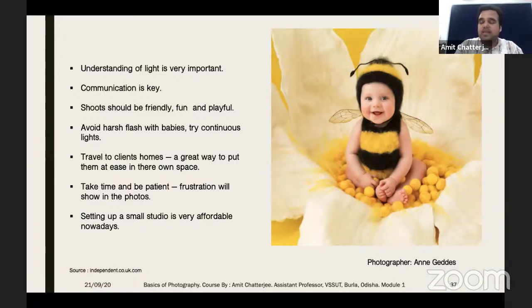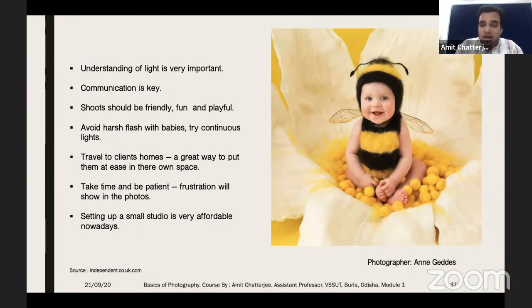And the second thing is to spend some time with the baby and get comfortable. Now, these are very sensitive subjects. Sensitive in the sense they can get really cranky at times, and they can give you the best shots at times. And the best thing that you can do is get comfortable. Do not take them out of their comfort zone. If possible, visit their place rather than getting them to your studio.